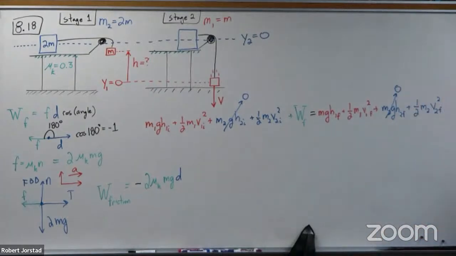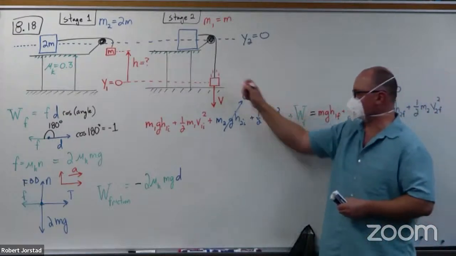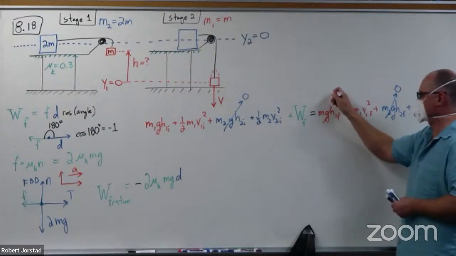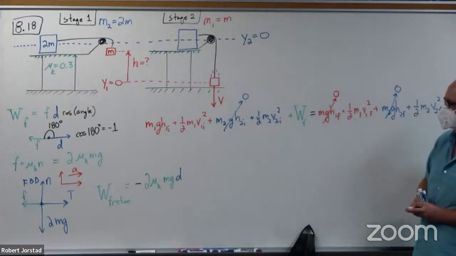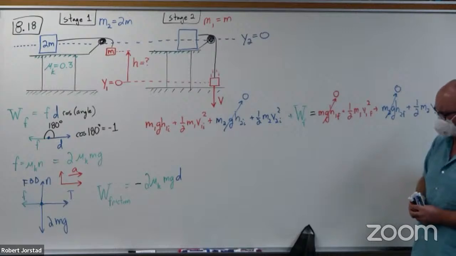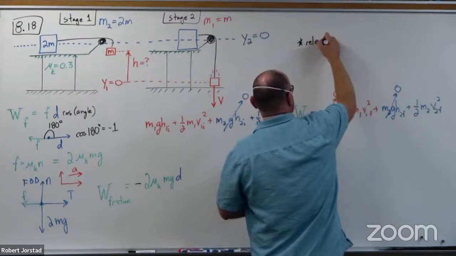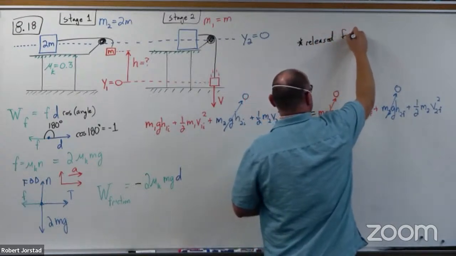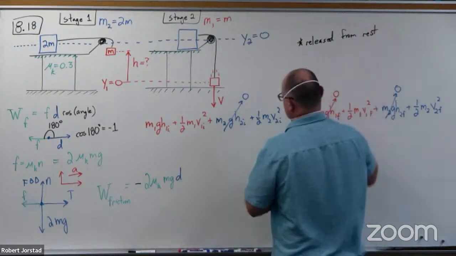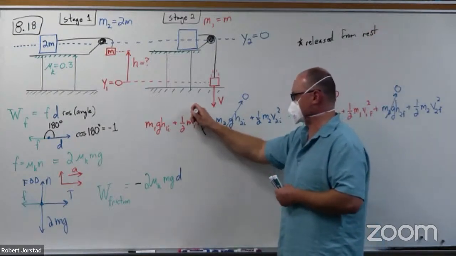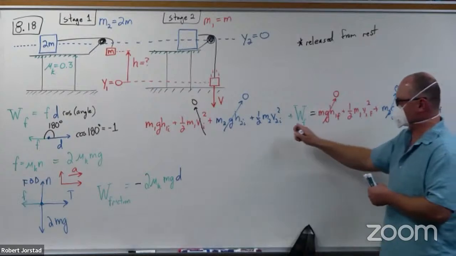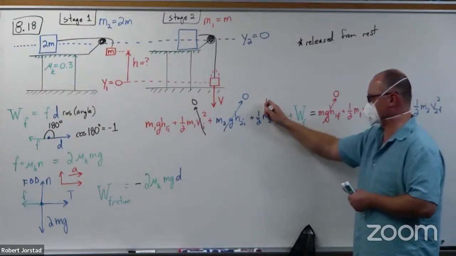What other terms are 0? For 1 or 2? Each one. Yes, H1 final is also 0. Agreed? Was this thing released from rest? Yep. Sweet. Why is that useful? The initial velocity of one is 0, so that means this is going to 0. And this one, the initials are 0, agreed? Yep.